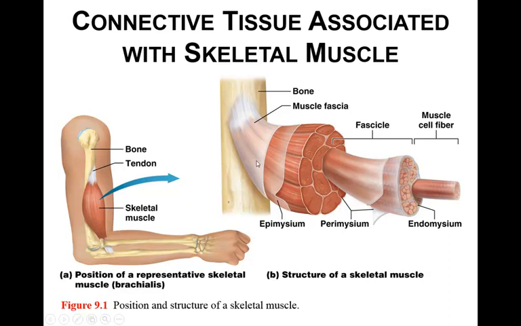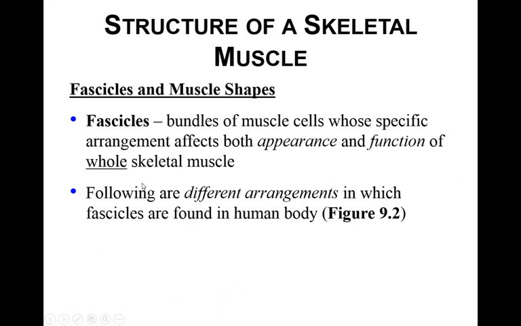And then it also shows you the muscle fascia that connects to the tendon that's going to connect this to the bone. Okay, and this gives you a representative skeletal muscle, the brachialis, which is a major muscle in your arm, and it shows how it's connected by the tendon from muscle to the bone. Okay. All right, so let's look at the muscle shapes.